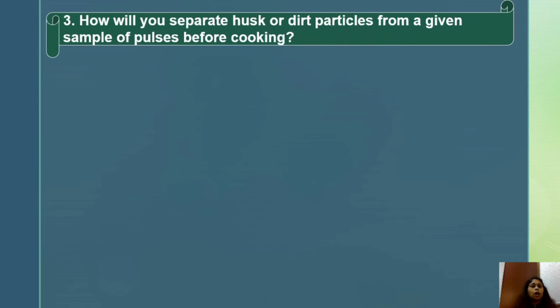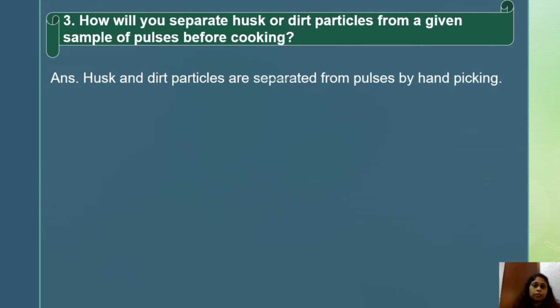Third question, how will you separate husk or dust particles from a given sample of pulses before cooking? If you're preparing rice, a few dirt particles or stones will be there. So how will you remove that before cooking? It must be hand picking. So the correct answer is hand picking. Husk and dirt particles are separated from pulses by hand picking.